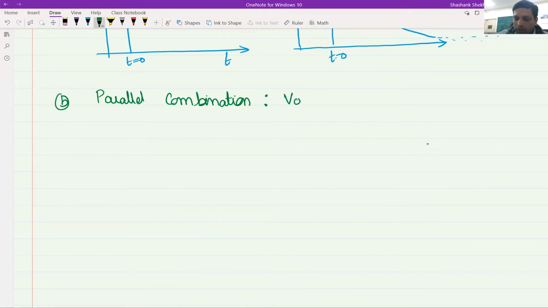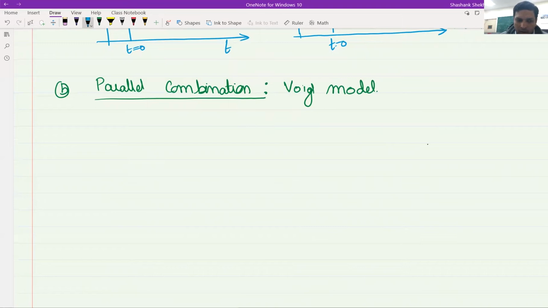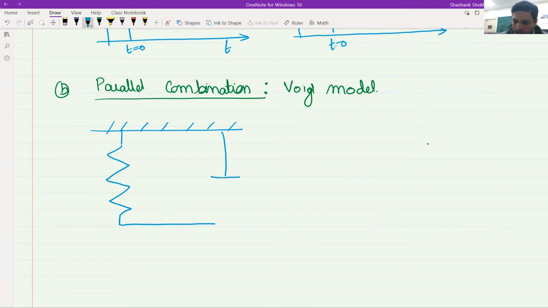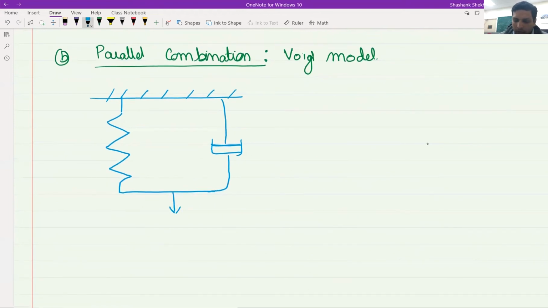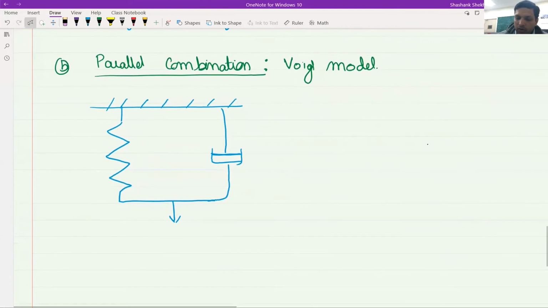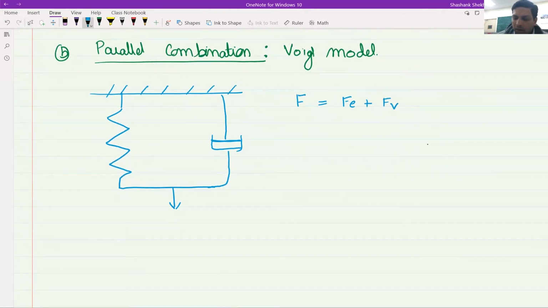Now let's look at another simple combination, which is a parallel combination, also called the Voigt model. As the name suggests, the two elements are combined in a parallel combination. So when you apply force, the force is applied to both of them, and the force will be accommodated partly by this and partly by this. Therefore, you can write this relation as Fe plus Fv. But the strain in both of these must be the same, and therefore E is equal to EE is equal to EV.